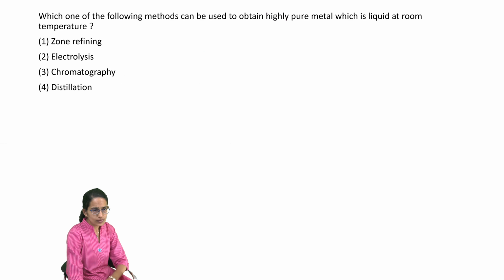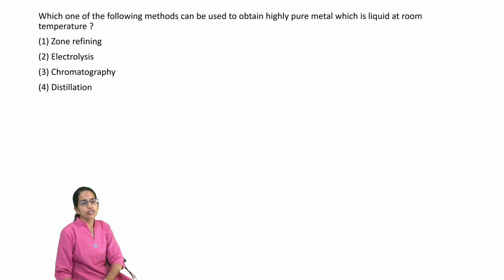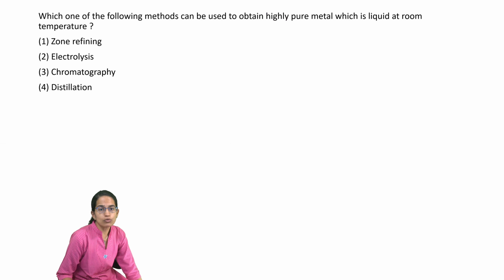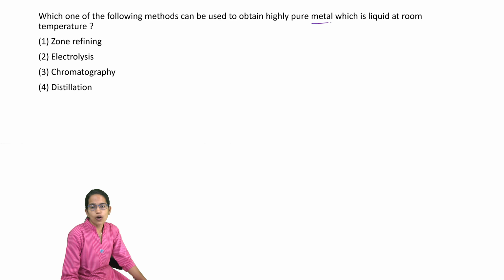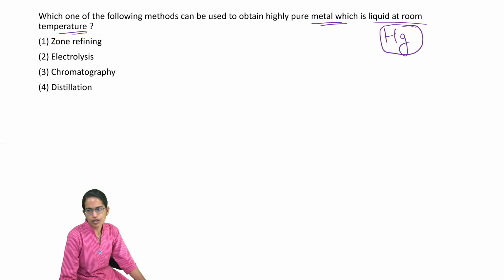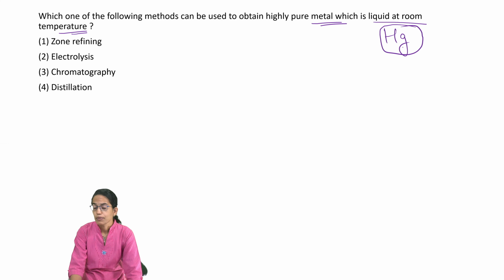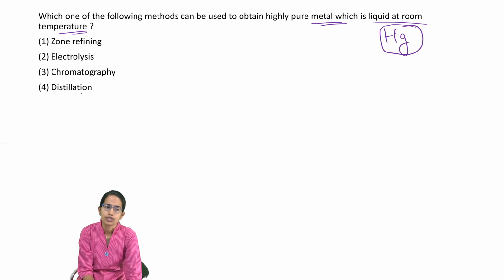Clear? Now, the next question is, which of the following method can be used to obtain highly pure metal which is liquid at room temperature? Now you know which metal is liquid at room temperature. We know mercury is liquid at room temperature. So when mercury is liquid at room temperature, that means it has non-volatile impurities. And how would it be refined? It would be refined by the process of distillation. So distillation becomes the right option.